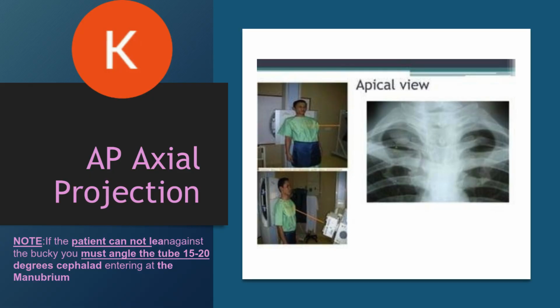Apiaxial projection. There's a note here. It says if the patient cannot lean against the bucky, you must angle the tube 15 to 20 degrees cephalad, entering at the manubrium. So here's an example shown in the apical view. If the patient cannot lean backwards on the board, you can have the patient stand straight upright, but then you have to compensate and angle your tube 15 to 20 degrees cephalic, or towards the head, and it will enter at the level of the manubrium.